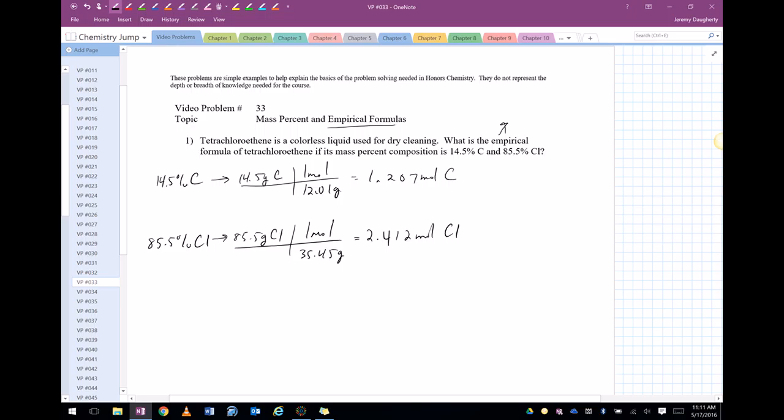Empirical formula, lowest whole number ratio of moles. So it's a ratio. Whenever you get a ratio, you need to divide through by the smallest. So in this case, I'm going to divide through by the smallest number of moles, which is 1.207. Okay, so obviously for that first one, I'm going to get 1. Right, so this means that I get 1 carbon. For the second one, I get 1.998. 0.9 and above, you can round up, so that gives me 2 chlorines.